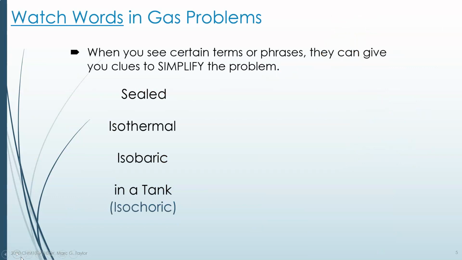So, a couple of watchwords that you're going to see in problems about gases. Remember, we talk about the various properties, and these are watchwords to look for in the questions that tell you something about those properties. Sealed means that nothing is going in and nothing is coming out. So we know the number of moles, the n, is constant if you hear the word sealed. Isothermal, as the name might suggest, means the temperature is constant. Iso means the same, thermal means temperature. So the word literally means temperature is the same.